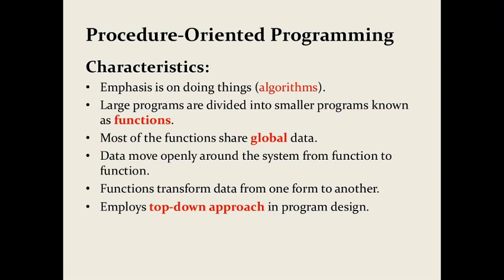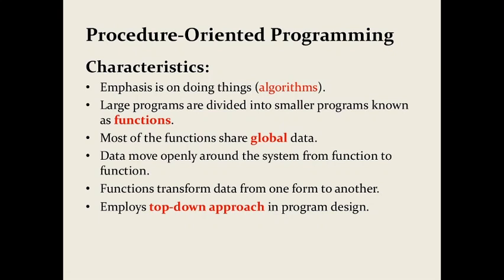When I say global in nature, it means that the data in the function is accessible everywhere. If I write certain data in one function, it may be accessible in a second function, or a third function, and in that way we are compromising the security of our data. That is one of the drawbacks of procedure oriented programming languages: the global data. As the data is global, it moves openly around the system from function to function.